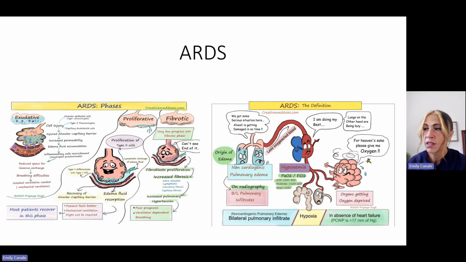So the VQ mismatch is so severe that we're just continuing to shunt blood, and it's just resulting in that refractory hypoxemia. So the overall result is severe tissue hypoxia and lactic acidosis. So this is why this is a very dangerous thing.